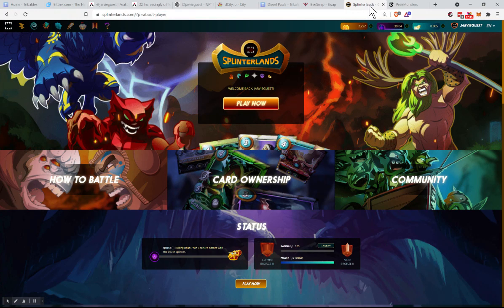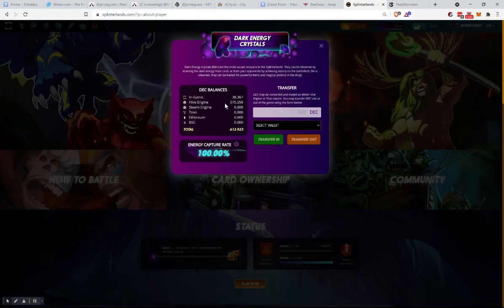Okay, so what happens is, in the Hive Engine wallet, to buy stuff, you need it to be in the Splinterlands wallet. What needs to be where? The DEC needs to be in the Splinterlands wallet. Oh, right. Yeah. So what we're going to actually do is go to Splinterlands and click here. And look, our 575 is in the Hive Engine. So we're going to type in 575.556. And we're going to go from Hive Engine, transfer it in to Splinterlands.